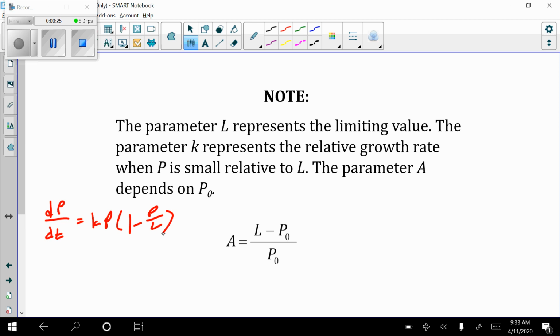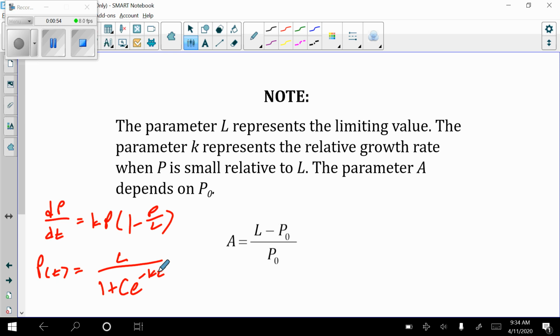And what we did is we took that differential equation and we found its general solution, where we would say P(t) was equal to L over 1 plus C times e to the negative kt power.